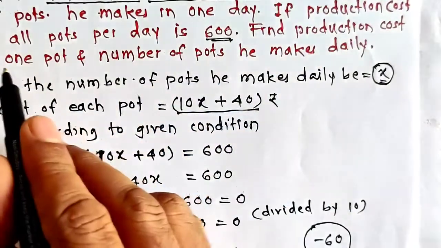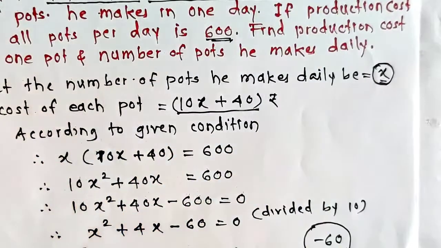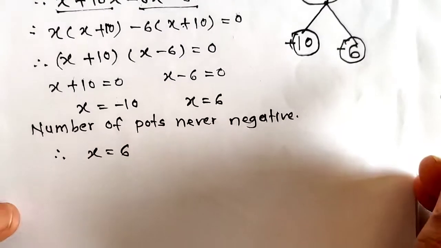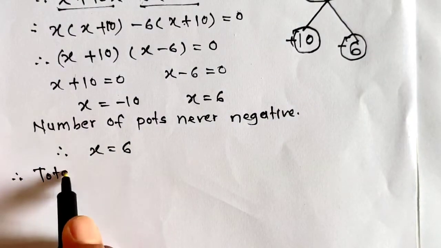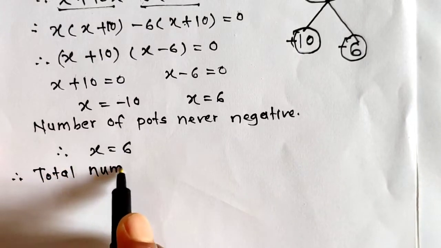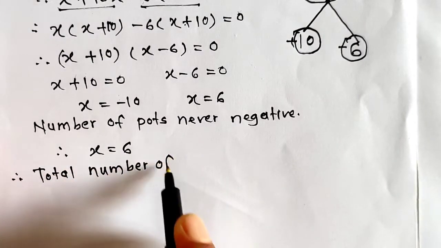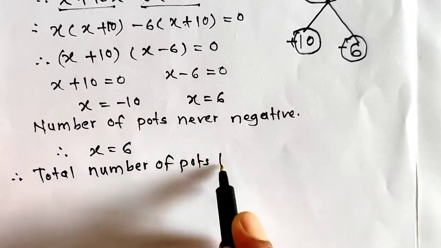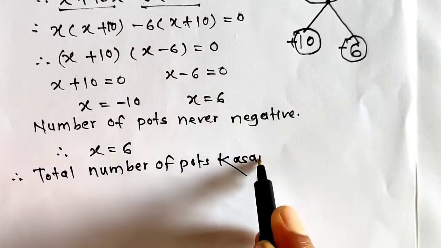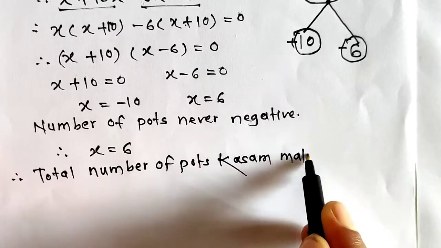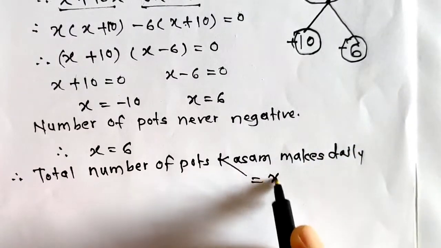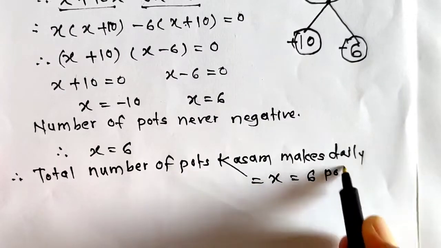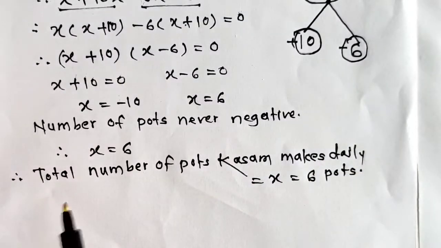So what do we have to find? Find the production cost of one pot and the number of pots. So the total number of pots made daily is equal to x, which is 6 pots, and the cost of one pot.